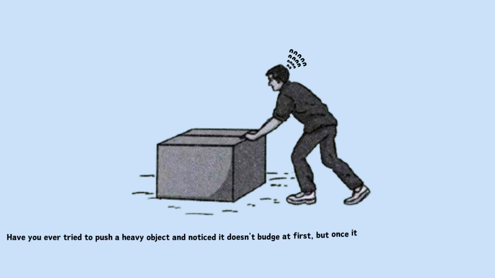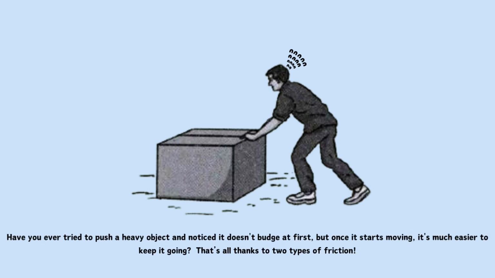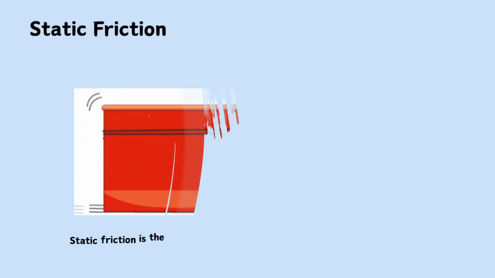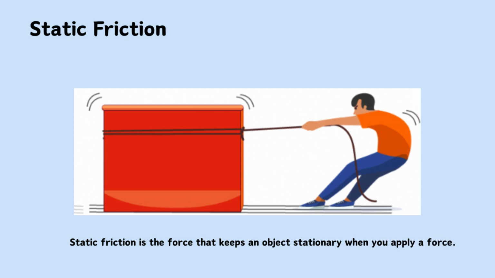Have you ever tried to push a heavy object and noticed it doesn't budge at first, but once it starts moving, it's much easier to keep it going? That's all thanks to two types of friction, static and kinetic friction. Static friction is a force that keeps an object stationary when you apply a force.